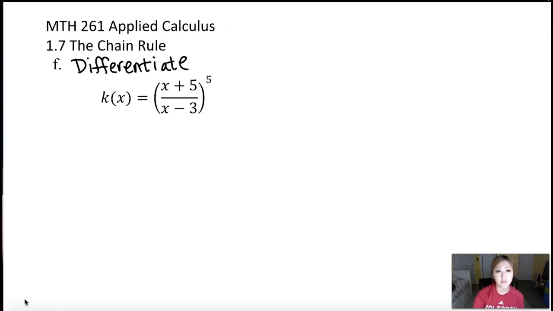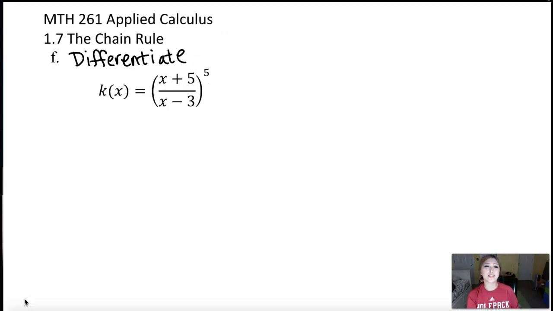this k of x, and we need to recognize that this k of x is a compositional function. This is a function where we have the inside function, and the inside is x plus 5 divided by x minus 3. And the outside function, the big picture, is we are taking this to the 5th power. So we have to use the chain rule here. So let's go ahead and get started.